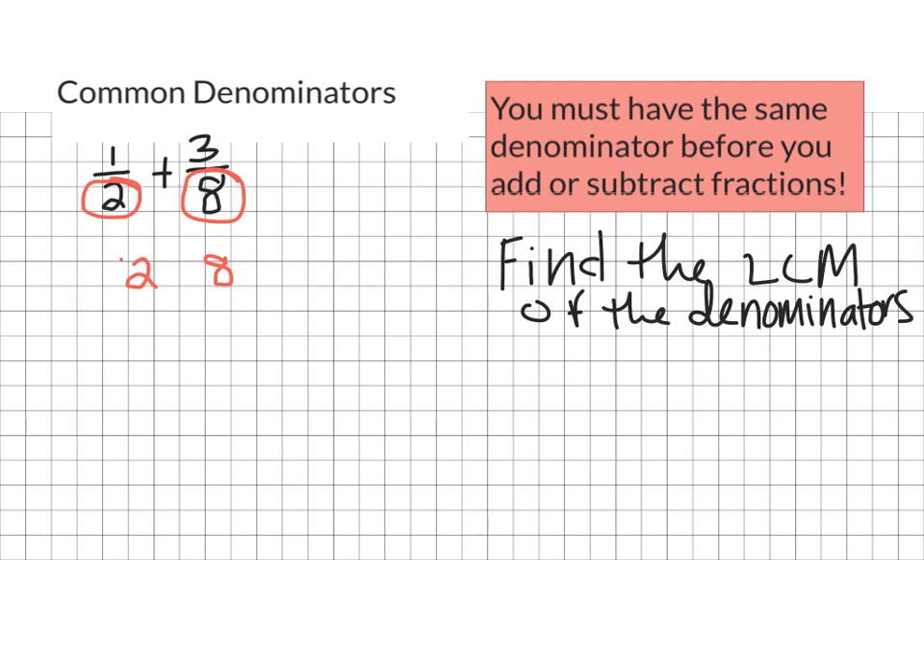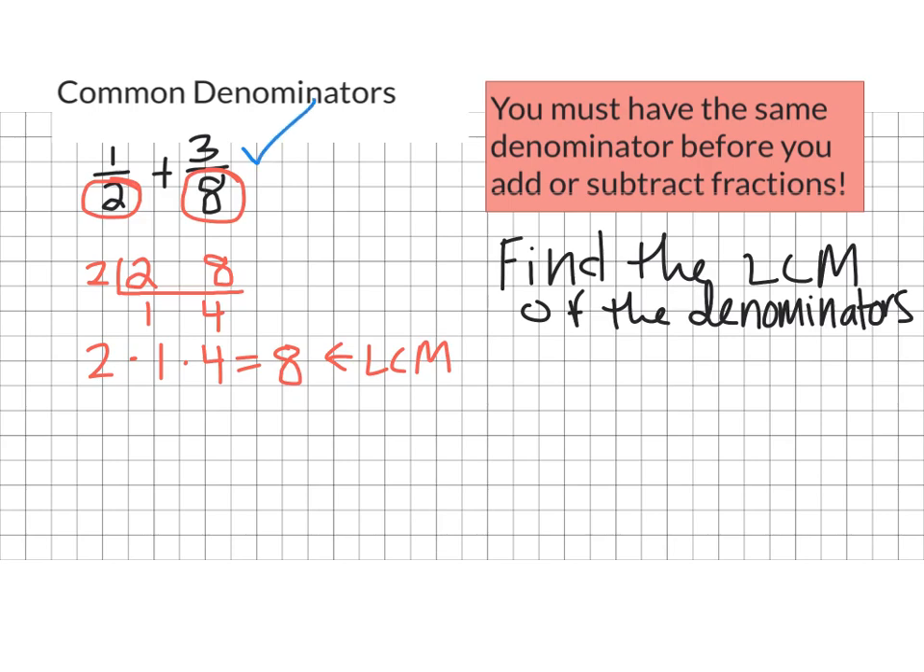I'm going to set up a cake with my two numbers in it. I notice that 2 goes into both. And then when I do LCM, I multiply all the numbers around the outside. So 2 times 1 times 4 gives me 8 for my LCM. What that means is that I want both fractions to have a denominator of 8.